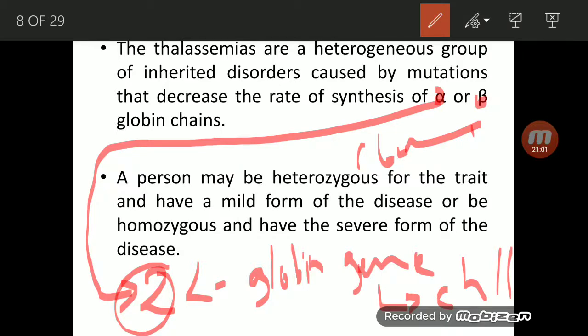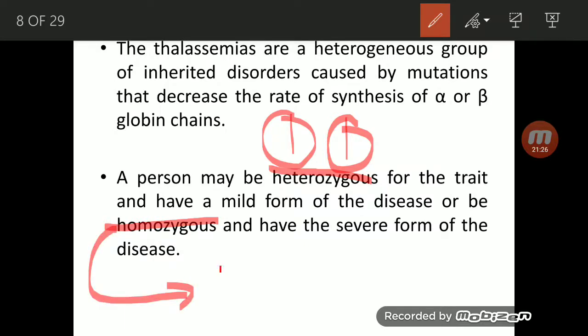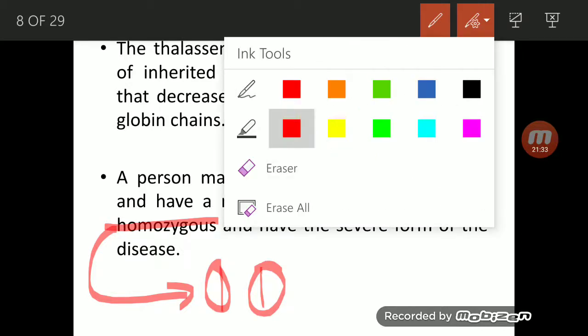Okay, so this is your coding, and in this case also your person may be heterozygous, which means one pair of normal allele and one pair of mutated allele for your trait, and they have a mild form of your disease, or they may be homozygous, which have both your defected pairs, and in this case they form a severe form of your thalassemia.